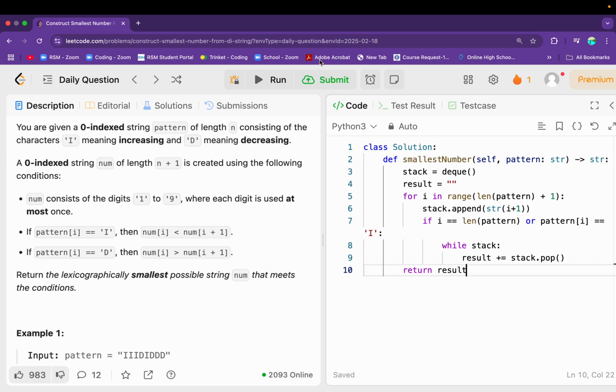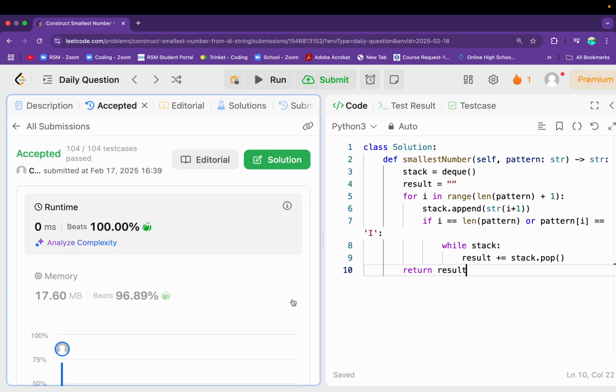So unless I made any syntax error here, this should be accepted and there should be a valid solution. And as you can see, this really is just about as efficient as you can get. Very hard to beat this solution.